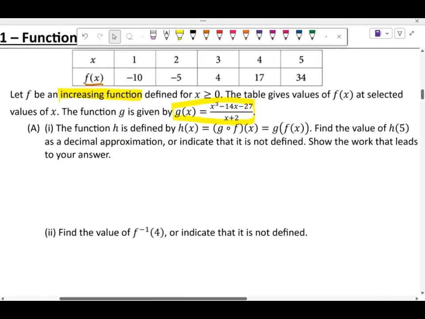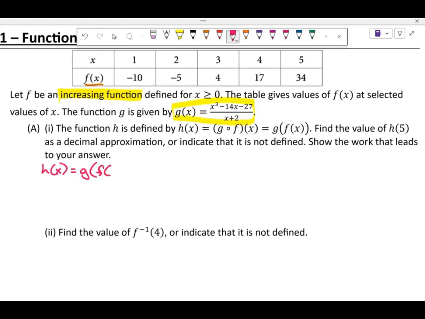All right, A I. They've defined h of x. What is h of x? G of f of x, right? That's what h is. What do they ask us to find? Find h of 5. So we want to know what is h of 5. Now, let's go ahead and read some more. There's some other information. Find the value of h of 5 as what? So they want it as a decimal. So pay attention to how they want the answer. Or indicate that it's not defined.